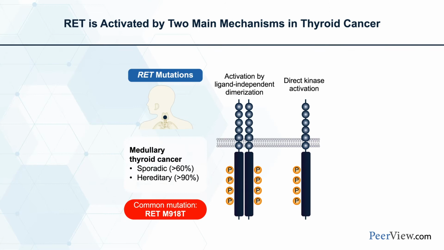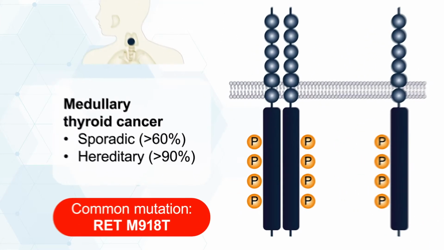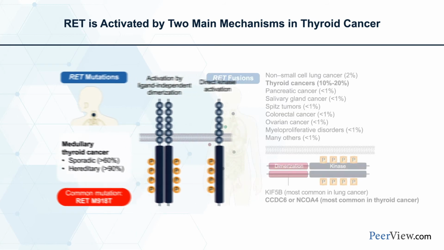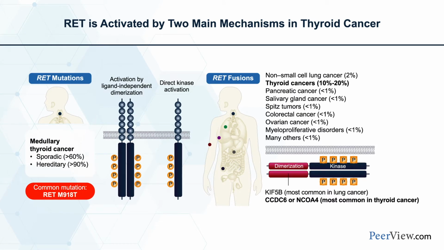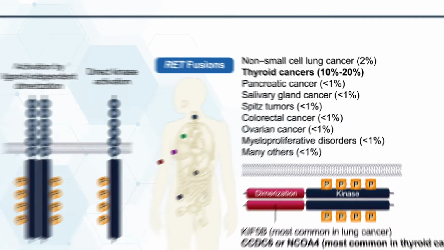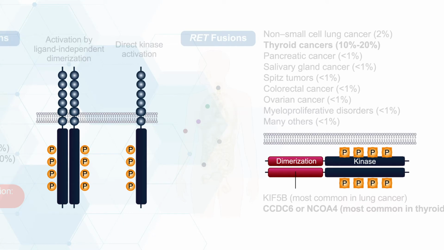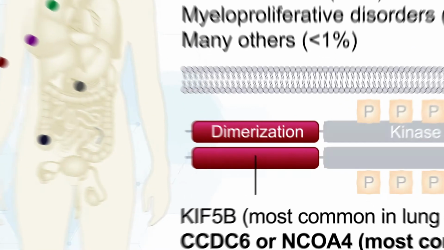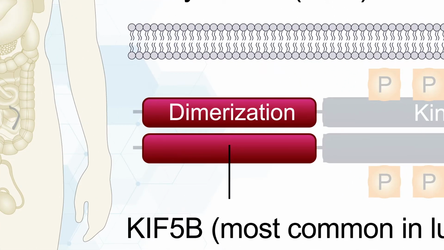RET is activated by two main mechanisms in thyroid cancer. 40% of medullary thyroid cancers may be associated with a RET mutation, and in the case of hereditary, all of them are associated with RET mutations, and in sporadic, up to 60% can be altered with RET mutations. And we also have RET fusions, which are more common in the differentiated thyroid cancers, in approximately 10 to 20%. In both cases, these alterations result in constitutive activation of RET. So either because it's turned on the kinase domain automatically, or whether it's because it's dimerized to another regulatory portion of a different gene, in both cases it results in upregulation of RET.